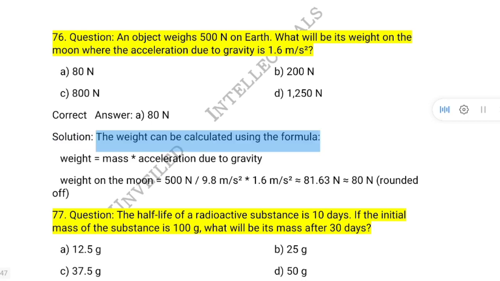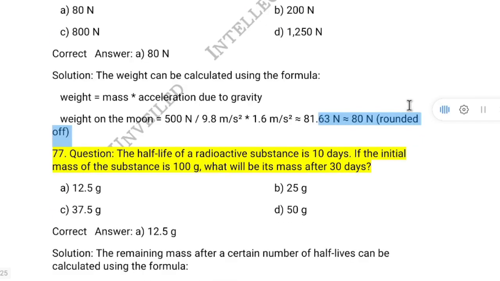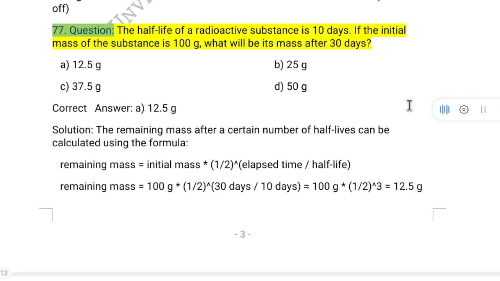Solution. The weight can be calculated using the formula: weight equals mass times acceleration due to gravity. Weight on the Moon equals (500 N divided by 9.8 meters per square second) times 1.6 meters per square second, approximately equals 81.63 N, approximately 80 N, rounded off.